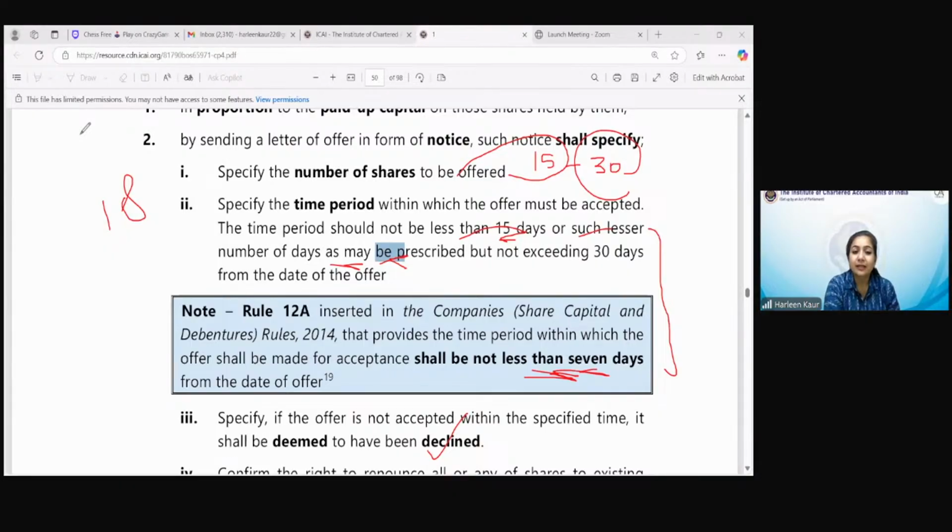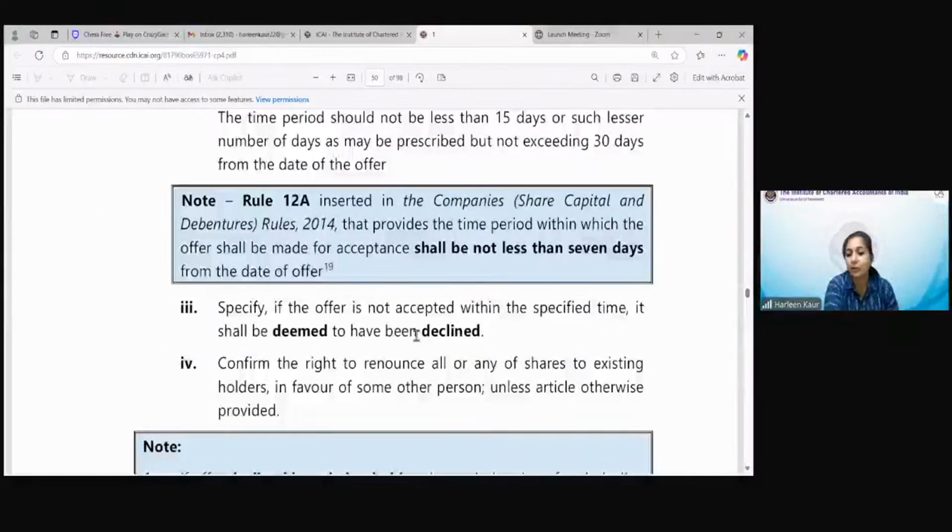After that, he will ask you, can Mr. A further sell his rights to somebody else? Can he give the rights to somebody else? Yes or no? Yes, ma'am. Right to renunciation is available to shareholders unless it is prohibited by the articles.